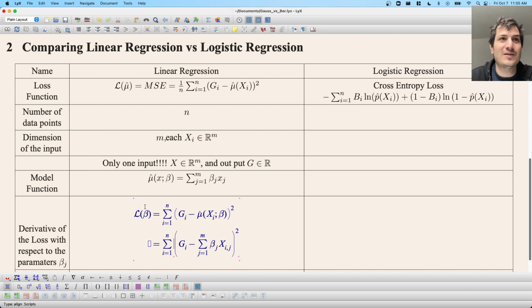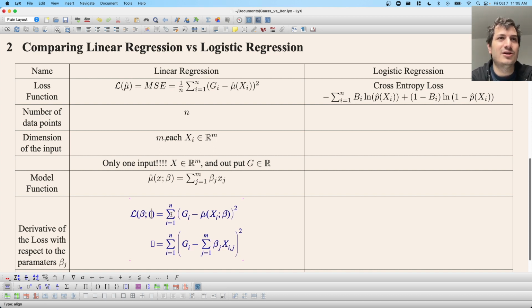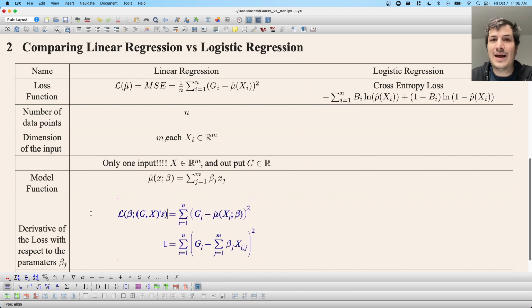Okay, so the loss depends on the betas. If you know the betas, then you can figure out this loss function. So it depends on the loss and the data that you have, but we're thinking about it only as a function of the betas. So if you want, we can do the loss as a function of the betas given the data, g and x's.